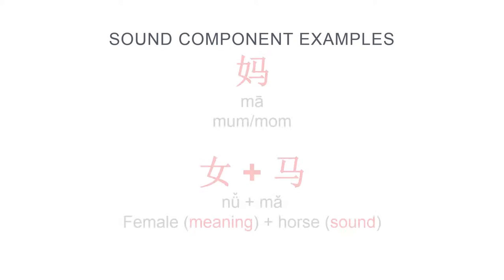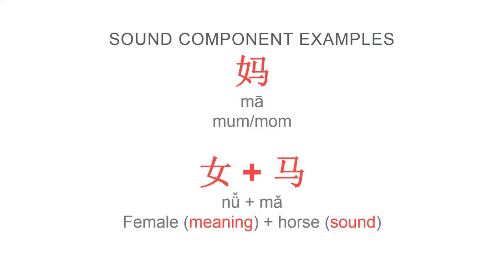Ma is connected to the meaning component woman, and it's given its pronunciation by ma, although with a first tone, ma. There's no meaning relationship between the woman and the horse here. The mother isn't like a horse, but instead ma is just telling us how to pronounce it. Instead, the meaning is coming from the nu, which is the component for woman, as you know. You've seen this component before in how, mother plus child, which means good. In this case, mother plus horse. The ma isn't giving us meaning, but just the pronunciation.